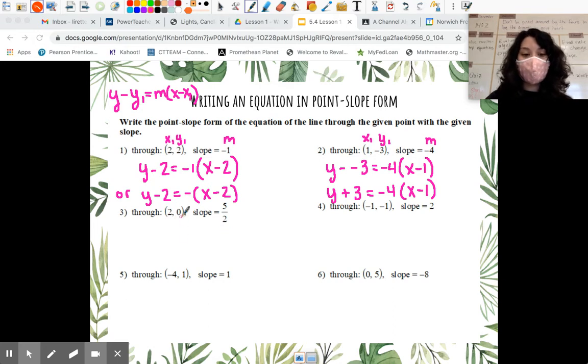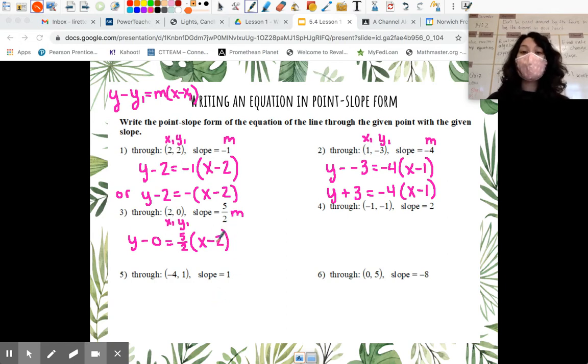Let's take a look at number 3. We've got an x1 value of 2 and a y1 value of 0 and an m value of 5/2. So when I write y minus y1, it's going to be y minus 0. That's my y value. And then instead of equals m, it's equals 5/2, open parentheses, x minus 2.